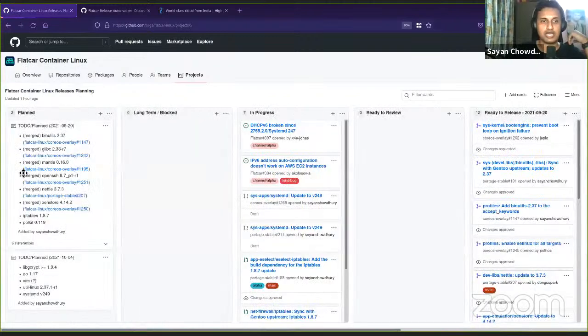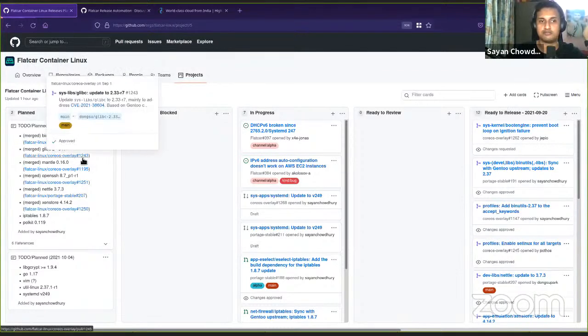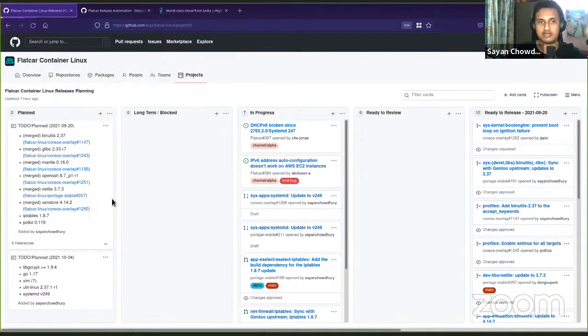We usually add the planned items, and we add all the items that we have in the package upgrades into the to-do list, and we update the PR links and how the status goes. If things are moving at a slower pace and we are hitting blockers, we usually move it to this board where we track the long-term or the blocked items.